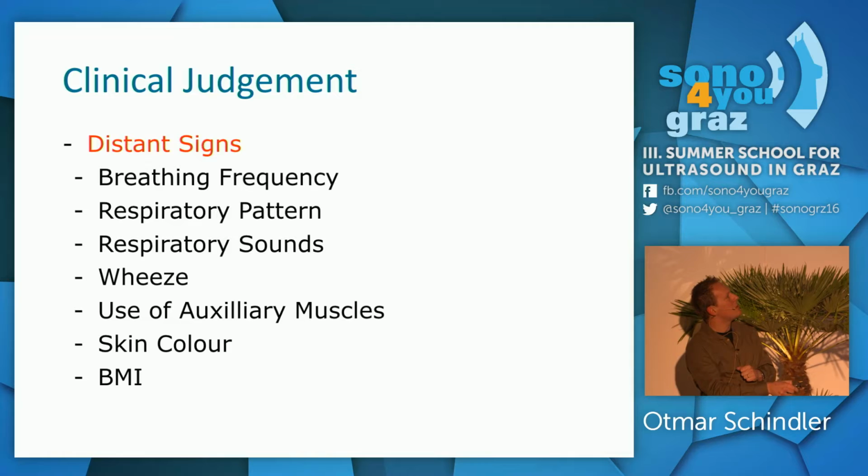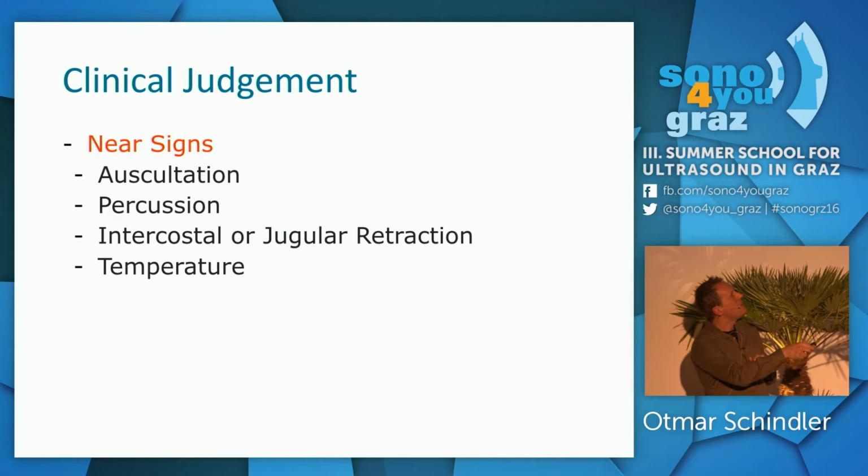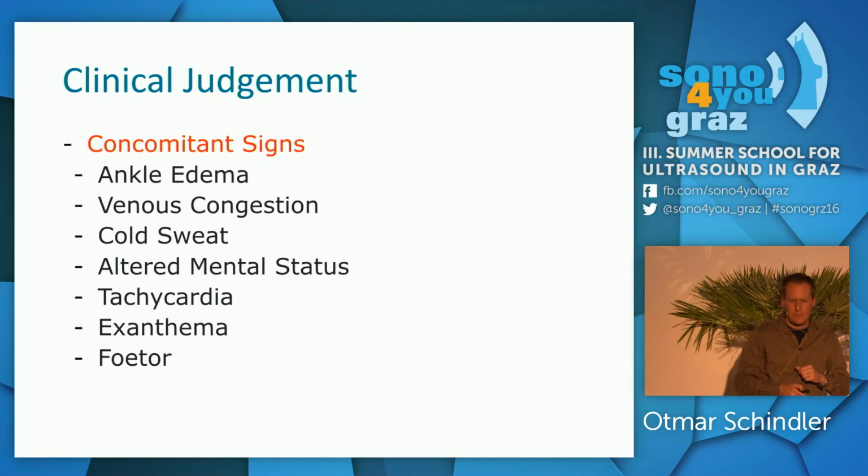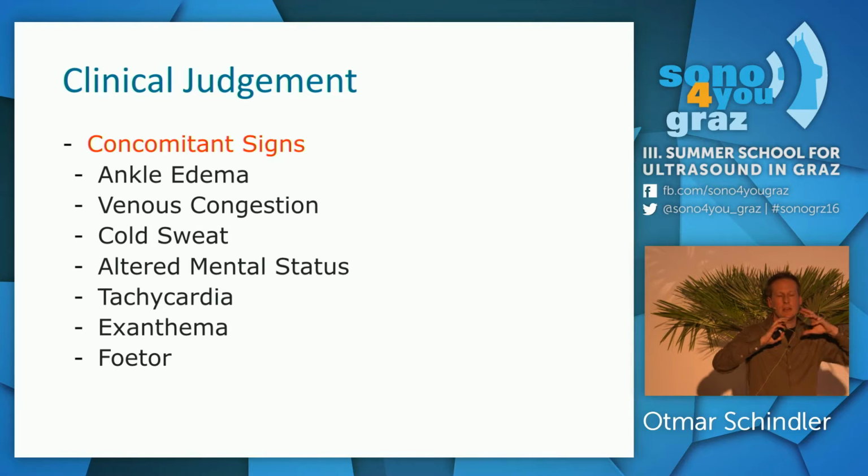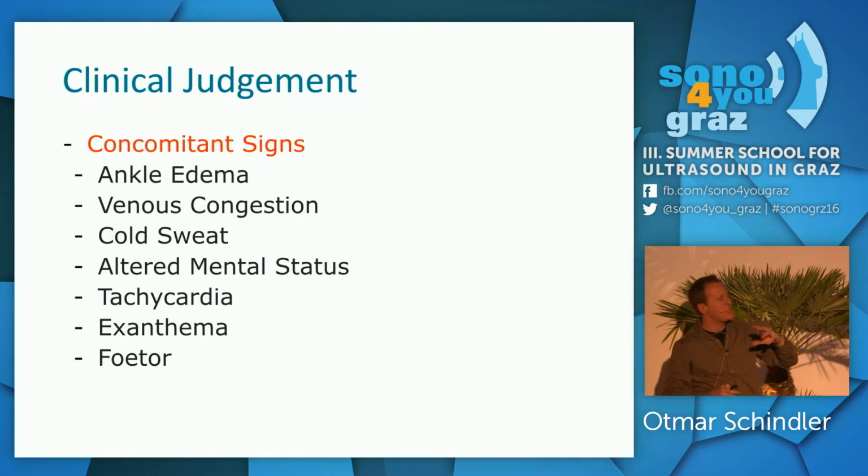You see the skin color. You see if the patient is using his auxiliary muscles, yeah? If the sternocleidomastoideus is coming out. So those are all things you see from distance and you already see whether the patient is altered or not. If you go nearer, you can do auscultation and percussion. You can see if the patient has retractions when breathing, yeah? You can also feel the temperature already, yeah? And then there are signs that are not directly linked to the respiratory system, but still they are linked to it, so you should assess them.